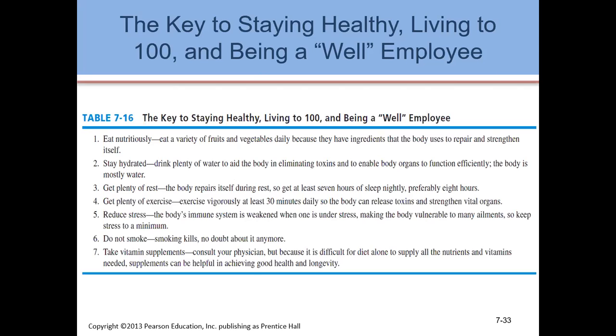And when we are concerned with the well-being of the workforce during strategy executions, these are the 7 important parameters we need to look at. And these are very important, in fact. Number 1 is that we should be emphasizing eating nutritiously, which means eat a variety of fruits and vegetables daily, because they have ingredients that the body uses to repair and strengthen itself.